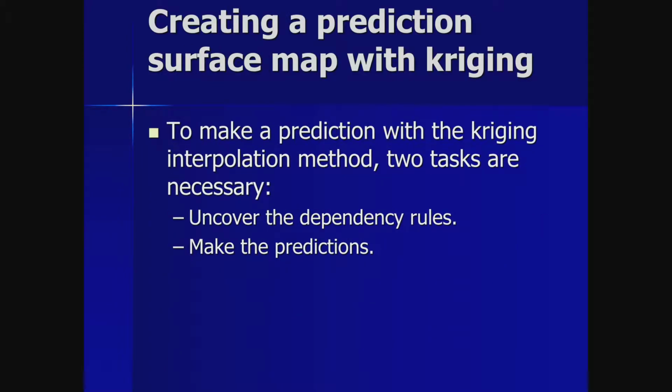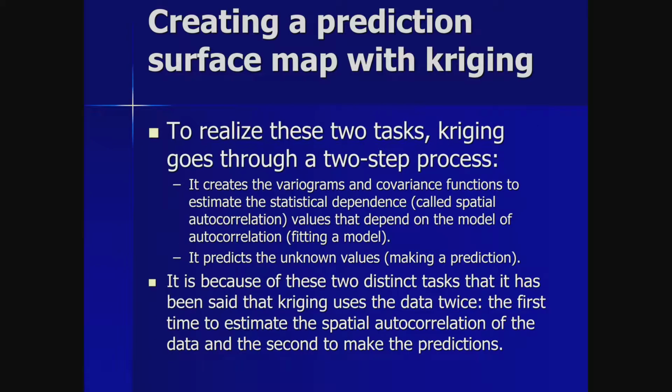It usually involves a little more familiarity with your data. You have to explore your data to effectively use kriging. Two tasks are necessary: you have to uncover the spatial dependency rules and then make the predictions, which is the interpolation part. And with any of the methods, you should do some experimenting. You should run it through and ask, does that even look right? The process itself is a 2-step process.